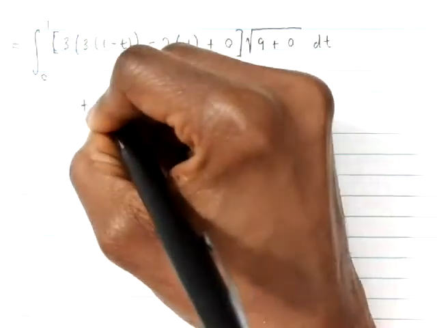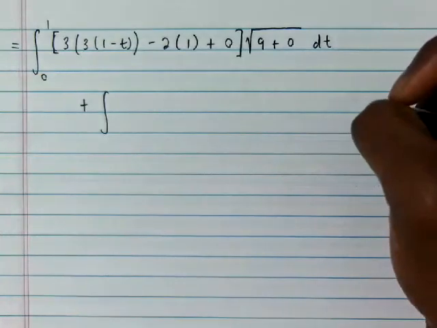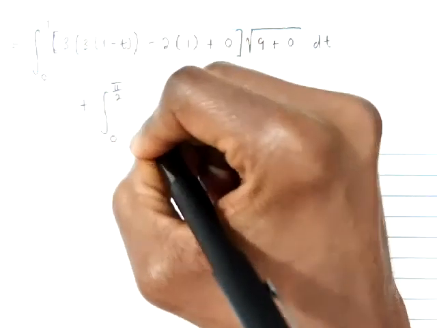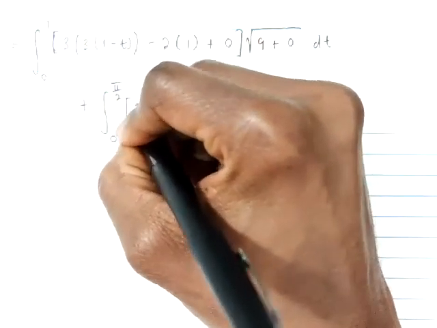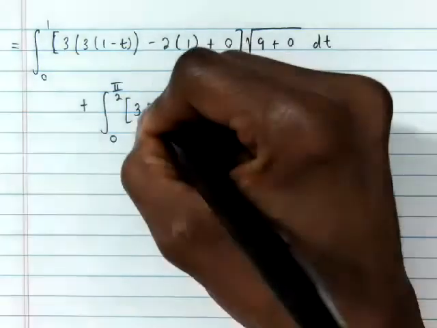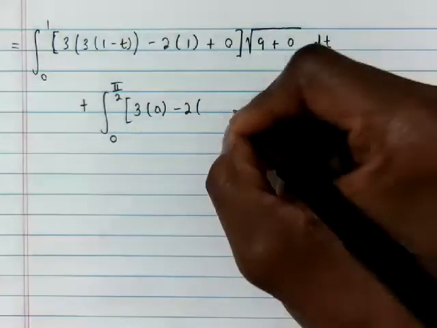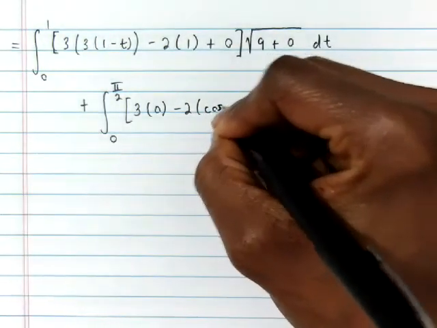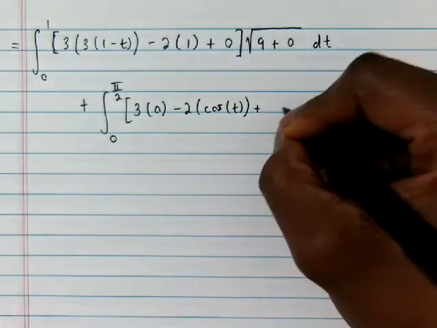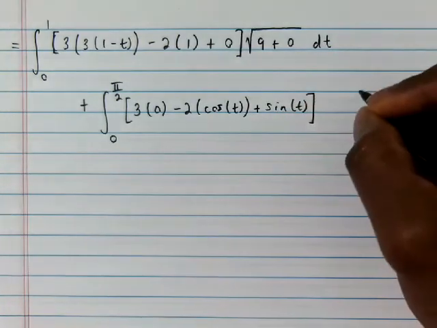And we don't want to forget about our other integral. So plus now over C2. Our bounds for C2 were 0 to pi over 2. And then we had 3 times our parameterization for C2. X was 0, so 3 times 0 minus 2 times y, which was cosine of t, and then plus z, which was sine of t. And then times the magnitude of r prime of t.